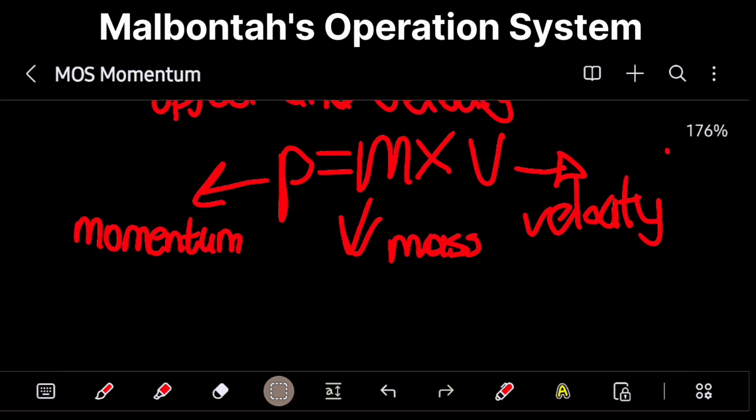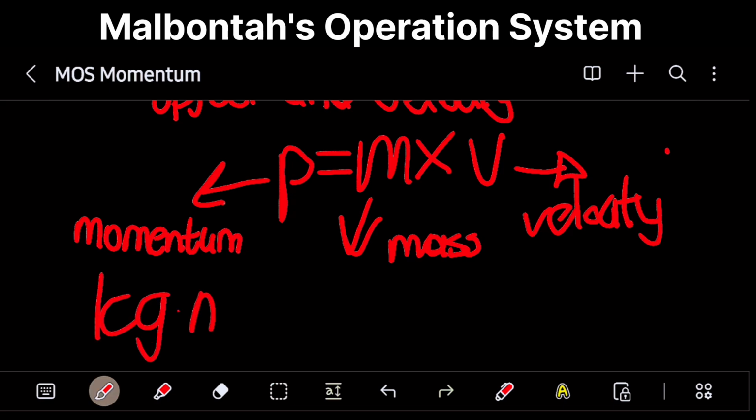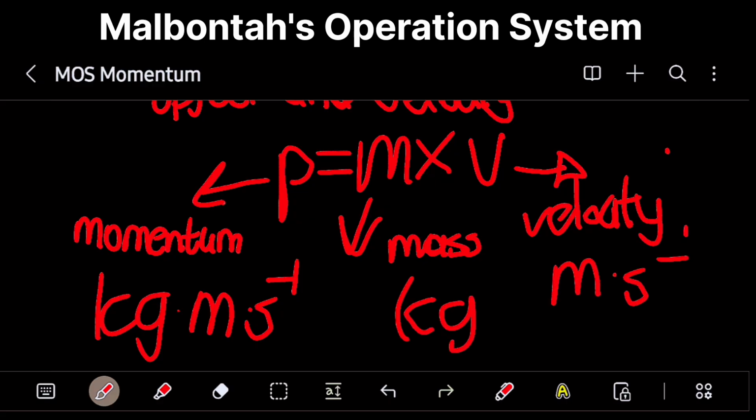So what are the SI units for momentum? It is going to be kilograms meters per second. For mass it is kilograms, and for velocity it is meters per second. It means whenever you find the momentum, you include the SI units of kilograms meters per second.